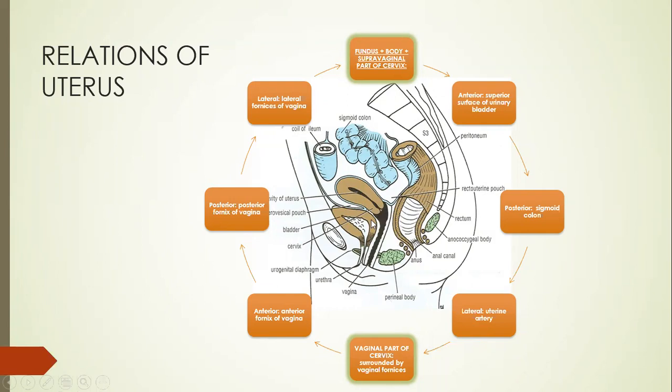You will not see it in this picture. On either side, there will be the uterine artery. The vaginal part of the cervix is surrounded by the vaginal fornices. So this is the vaginal part of the cervix. This is the cervix here.